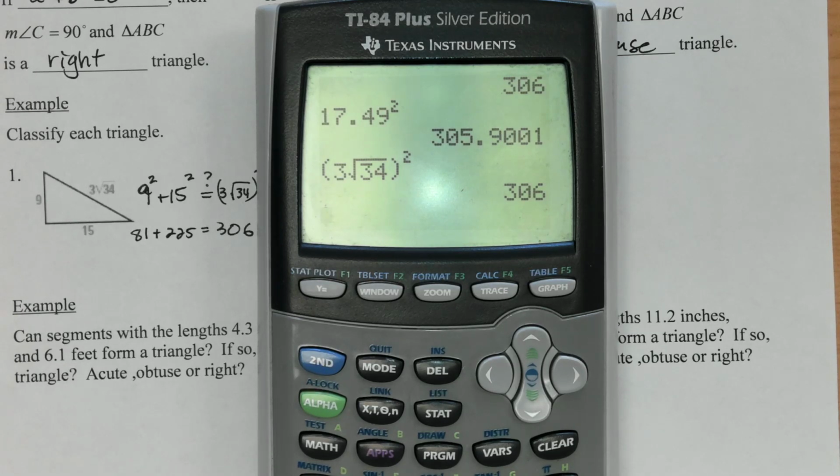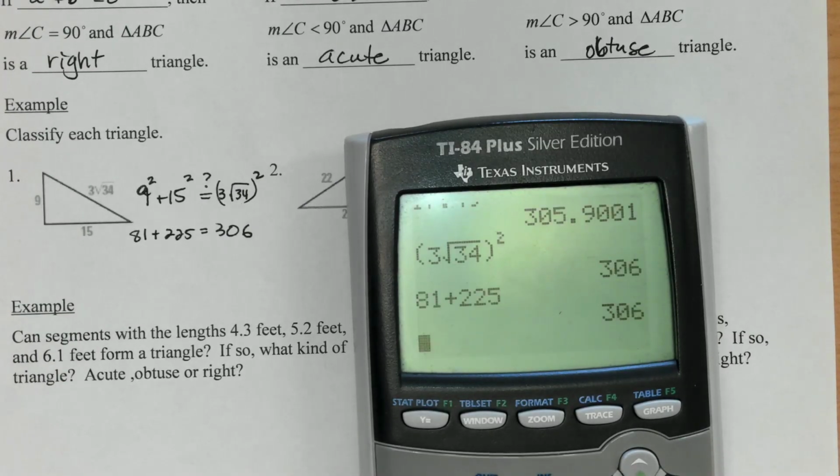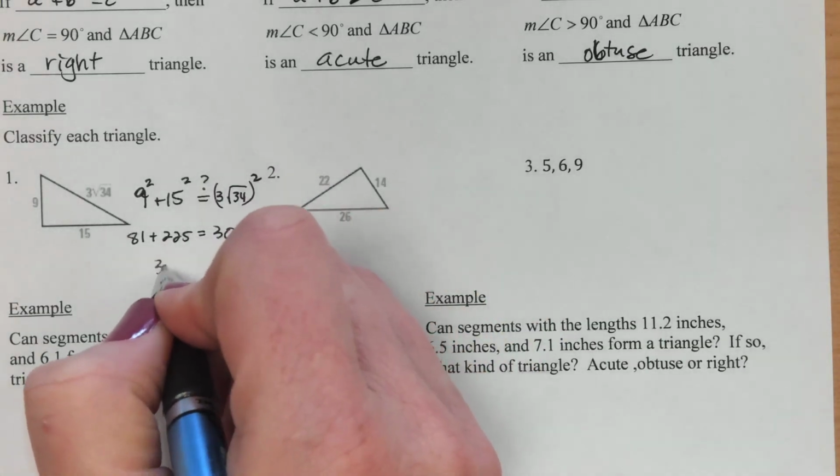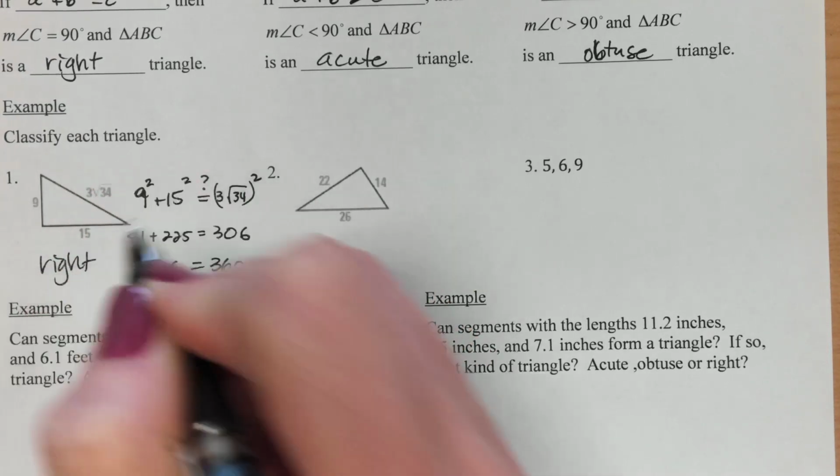You want to really be careful when you're doing this particular section, especially when you have a square root, that you are squaring the correct number. So 81 plus 225 is going to give us 306. So it looks like these are in fact equal. That means that this is a right triangle.